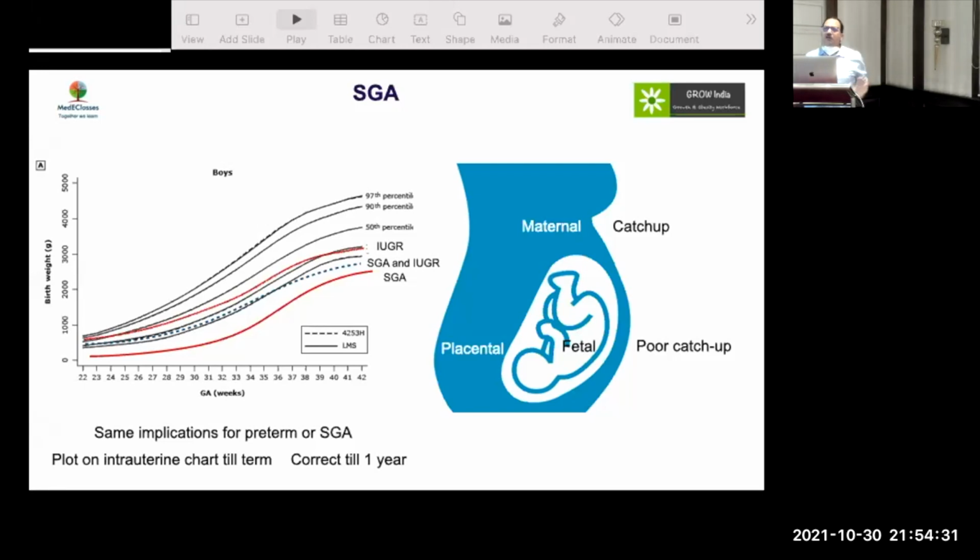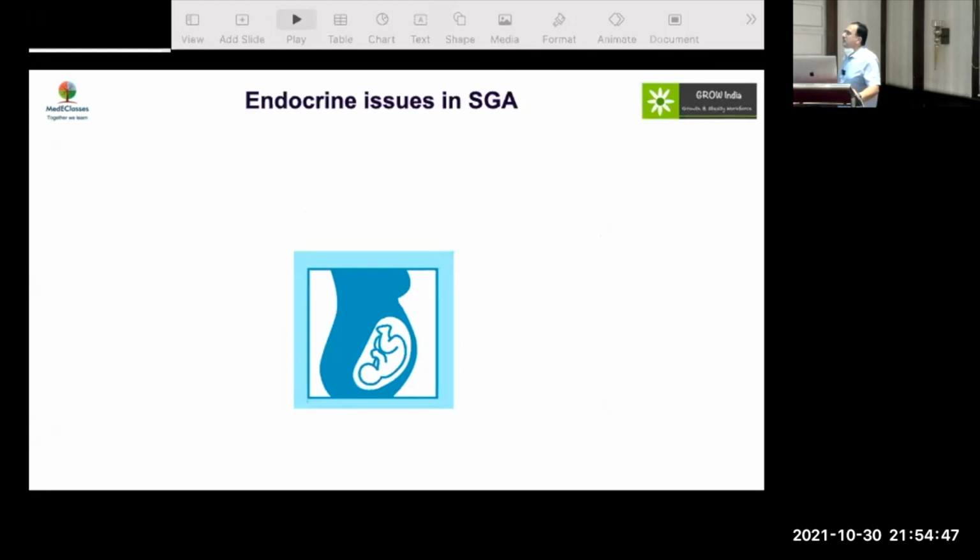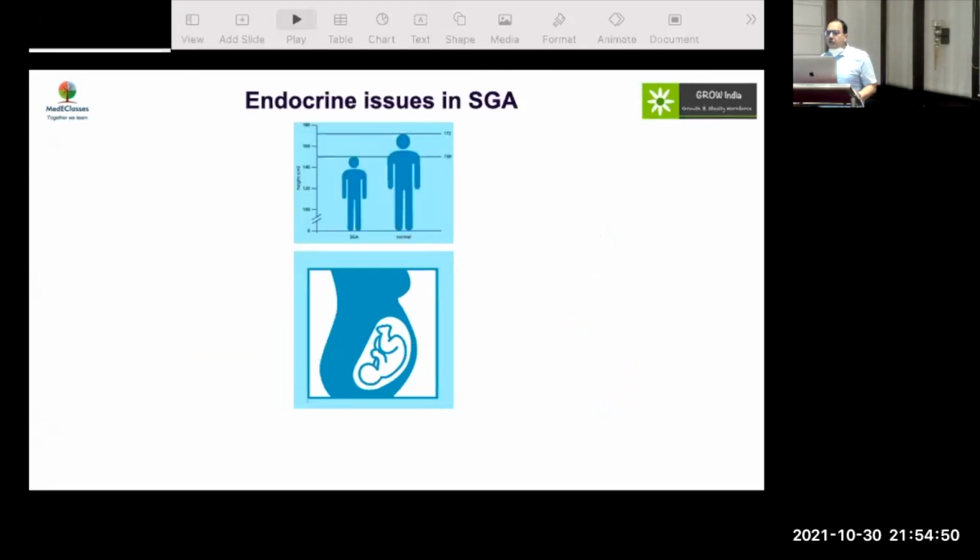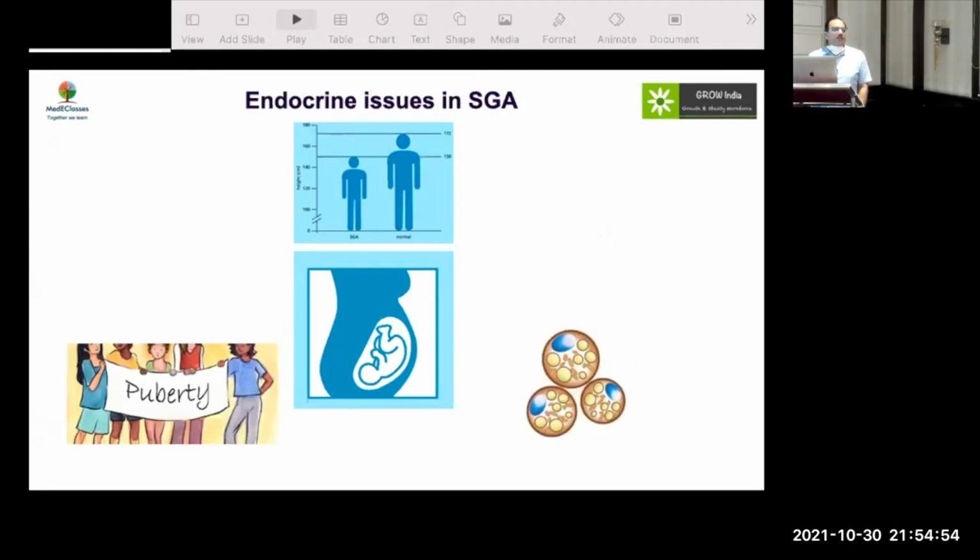Catch-up should happen by 1 to 2 years, but we tend to wait till 4 years if there is malnutrition. Otherwise, in the USA, they talk about waiting for 2 years, in Europe, 4 years. In India it may be more if somebody is malnourished, but if somebody is not catching up by 2 years, he's going to be short. This is something you need to be aware of. So the main endocrine issues in SGA are short stature, early puberty, and metabolic complications.